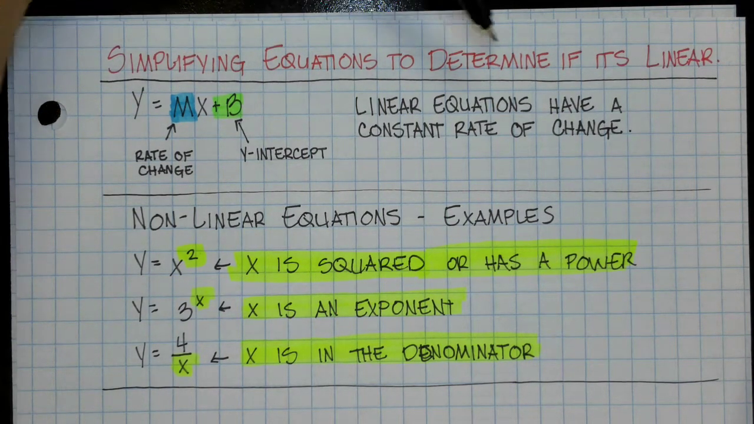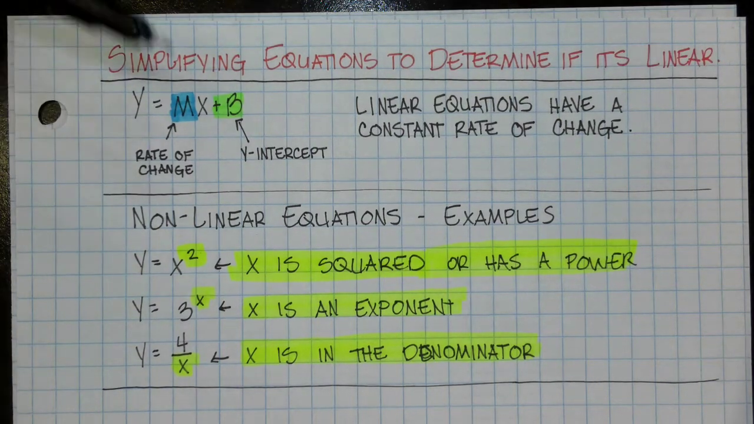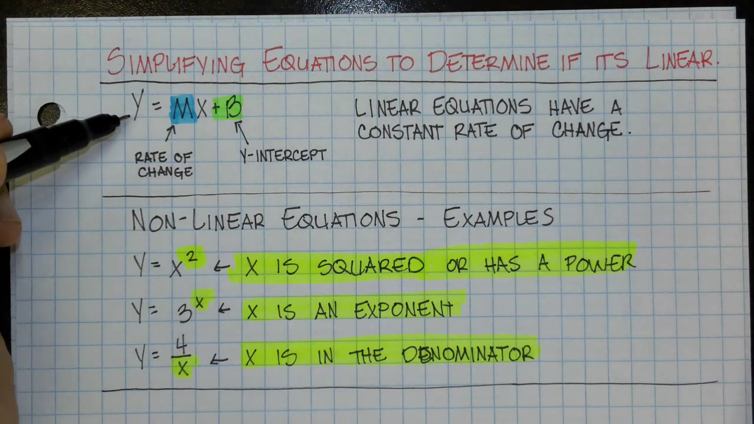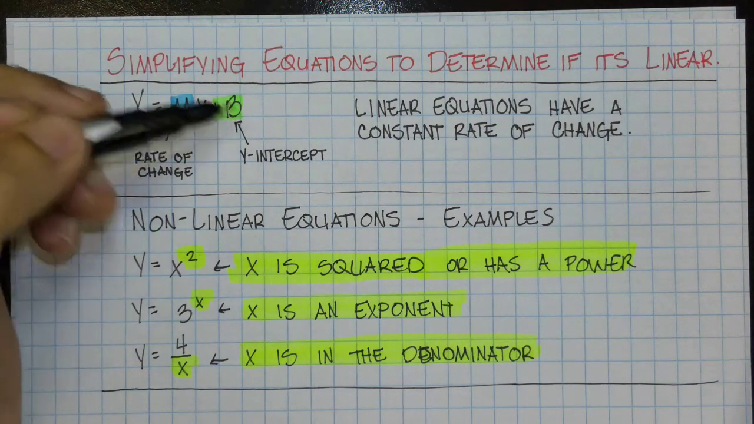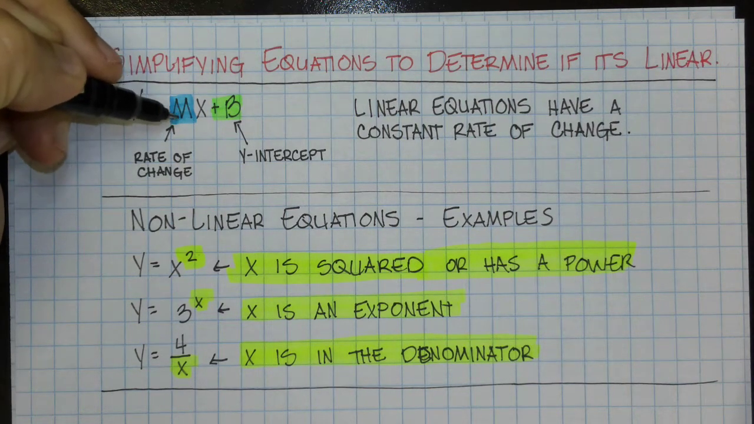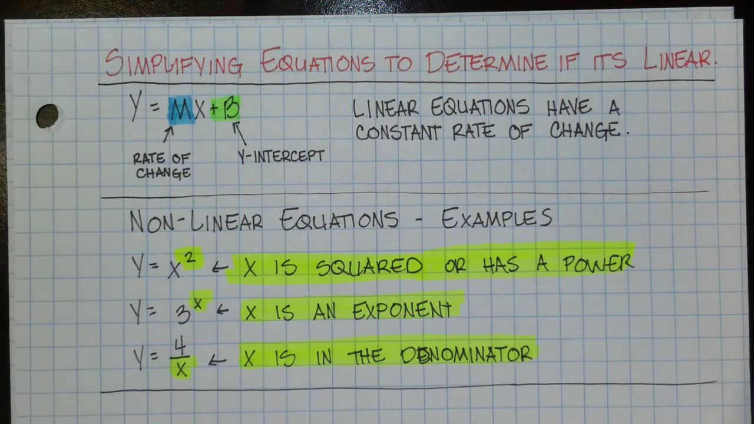All right, so a linear equation has a constant rate of change, and so we're going to simplify the equations that I have below to determine if they have a constant rate of change. The formula used is y equals mx plus b, and the m here is the rate of change. That's the number that's being multiplied to the x, and the b is the beginning value or the y-intercept.